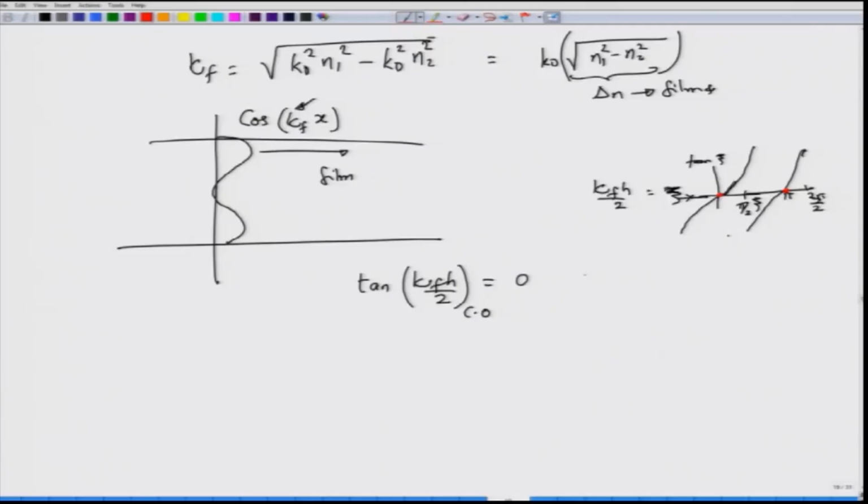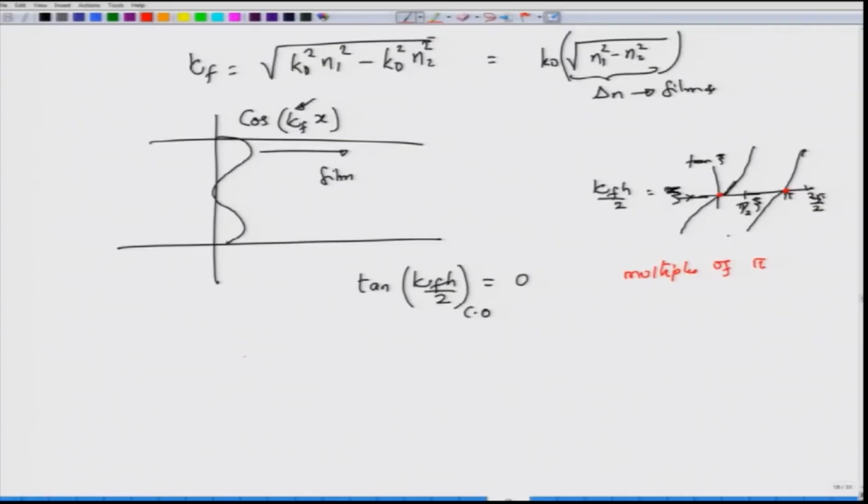So, it is in fact satisfied at all odd multiples, or maybe not odd, at even multiples as well. So, at multiples of pi. Okay. So, these are the conditions for tan of kappa f h by 2 being equal to 0, because it goes through 0 at all these multiples of pi. So, remember tan is actually sine by cos. So, wherever sine goes to 0 and cos is non-zero, that is where tan actually goes to 0. Okay. Now, is this any helpful to us?